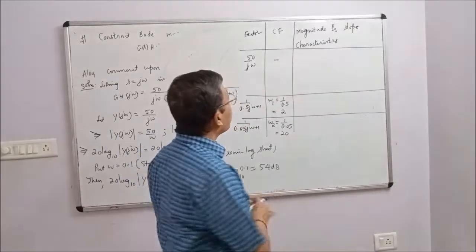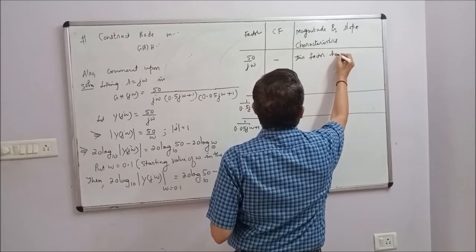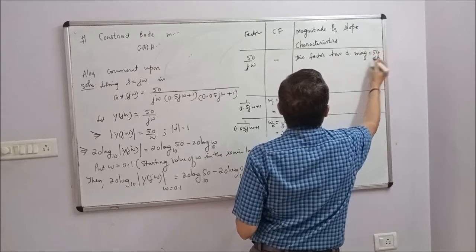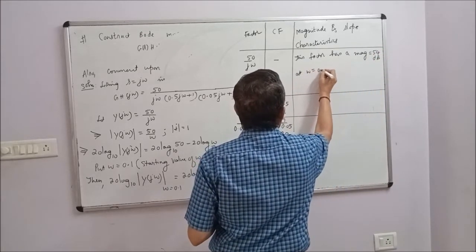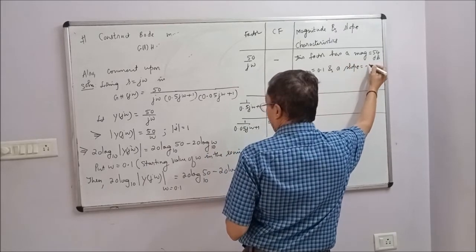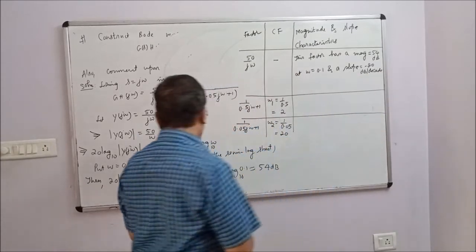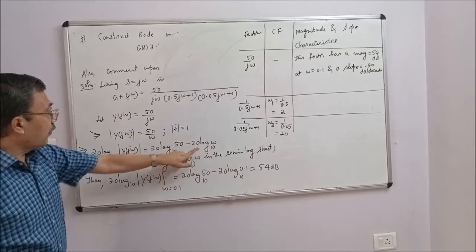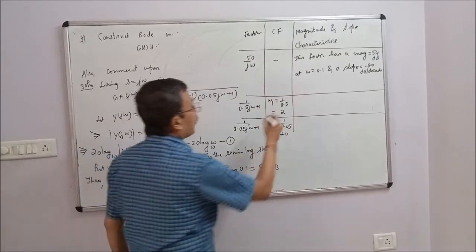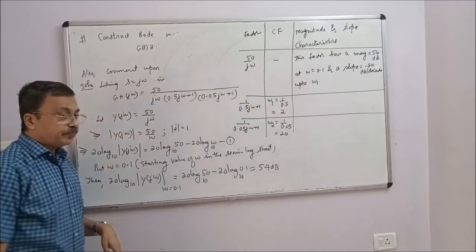I'll write the comment here. This factor has a magnitude equal to 54 dB at omega equal to 0.1 and a slope equal to minus 20 decibels per decade. How did you get minus 20? Coefficient of log omega in equation 1 gives the slope, minus 20 decibels per decade, up to omega 1. Omega 1 means the next corner frequency.